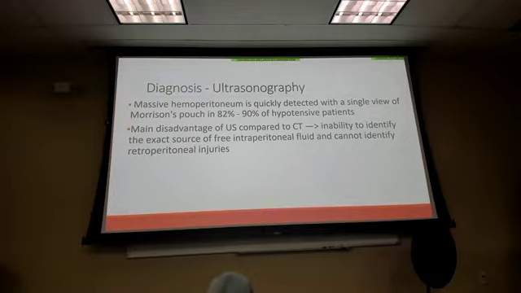The blood tends to first show up at Morrison's pouch, one of those most dependent areas. That's why a single view of Morrison's pouch is typically what we start with for our FAST exam. Then we can identify extremely quickly that there's some sort of abdominal bleeding, and they're going to likely need to go to the OR.